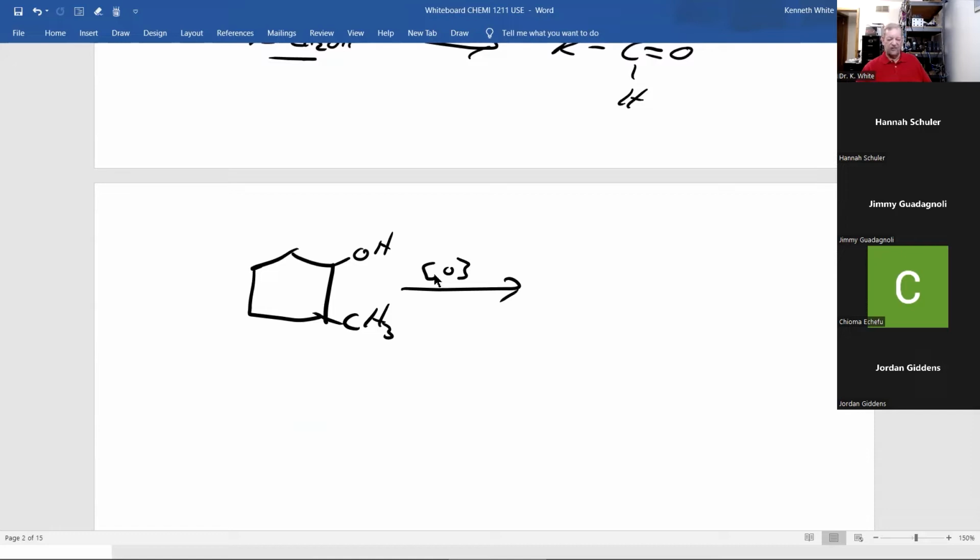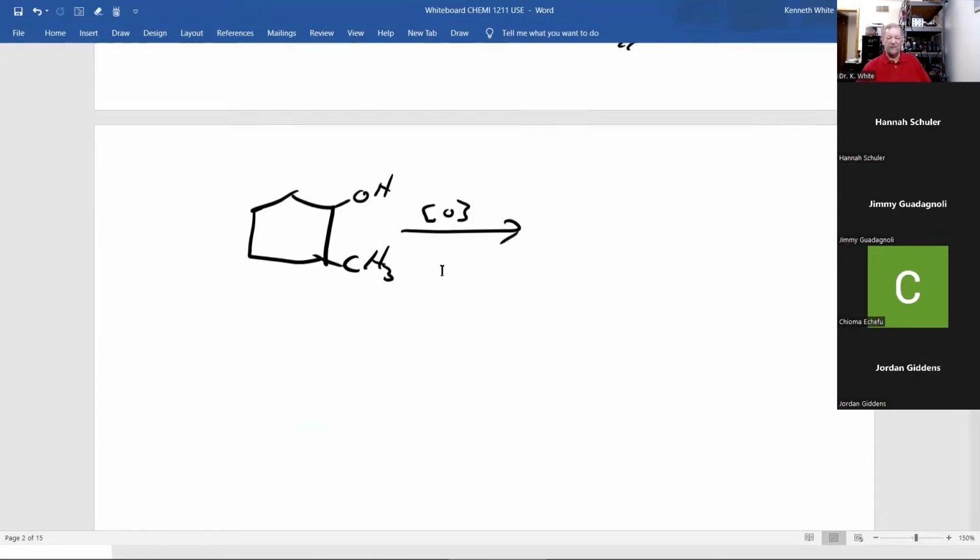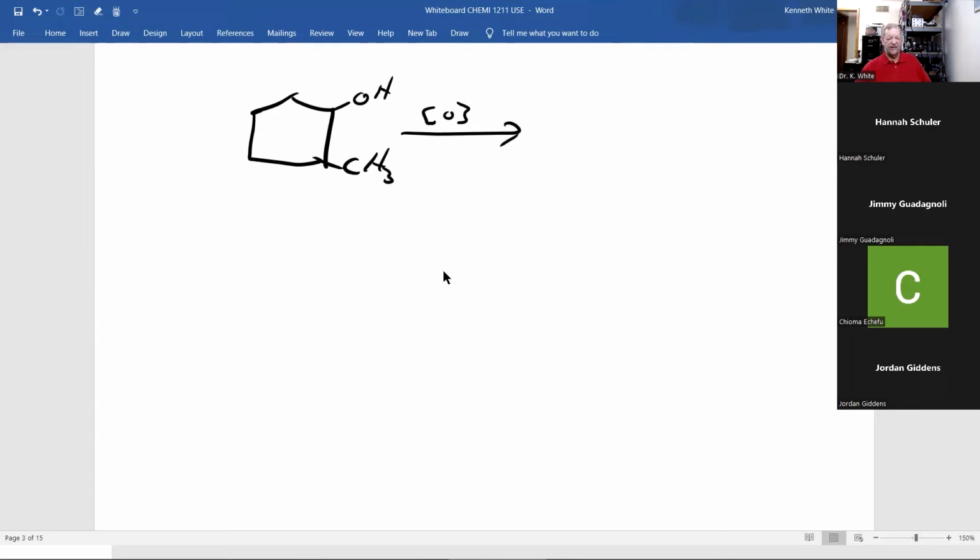And here's the question. What's the product or products for the following reaction? And in case you haven't learned it, I'll help you out. Won't do this on a test, but I'll do it here. And there you go.